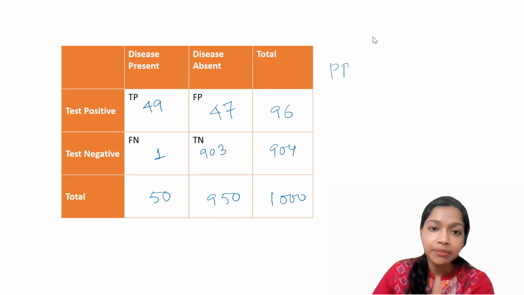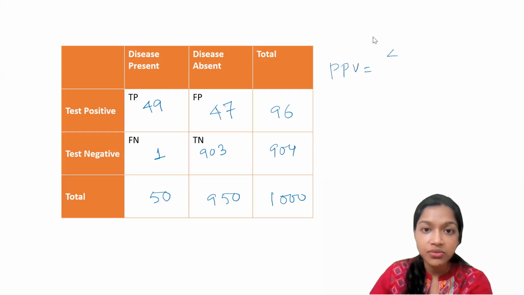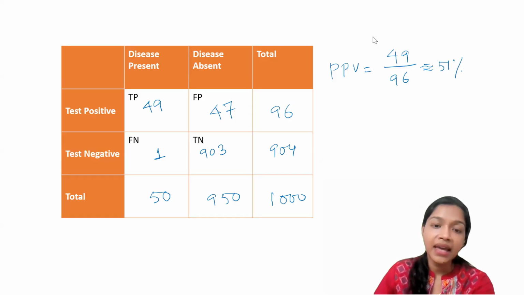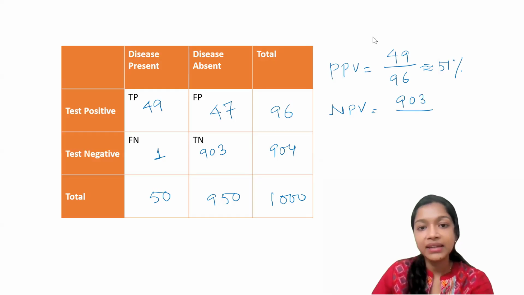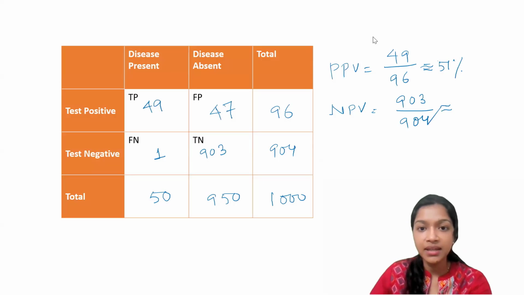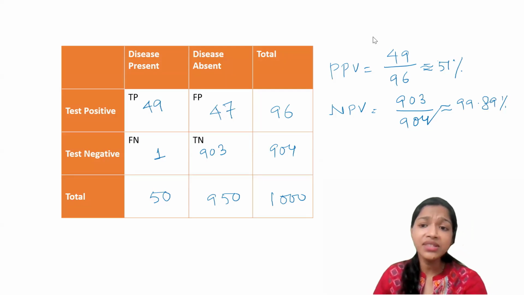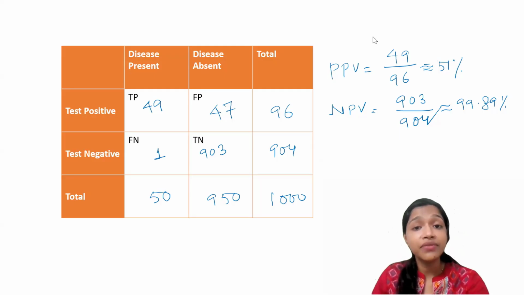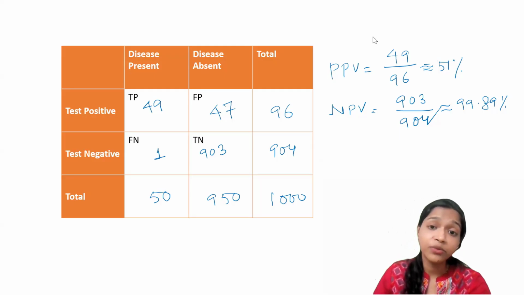So if we calculate the positive predictive value now, it is going to be 49 upon 96. That is roughly 51%. And when we calculate the negative predictive value, it is again going to be very high, 903 by 904, which is roughly 99.89%. So now we can see that as the disease prevalence increases from 1% to 5%, the positive predictive value also increases from 17% to 51%.